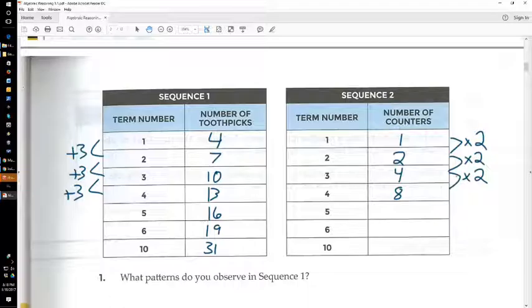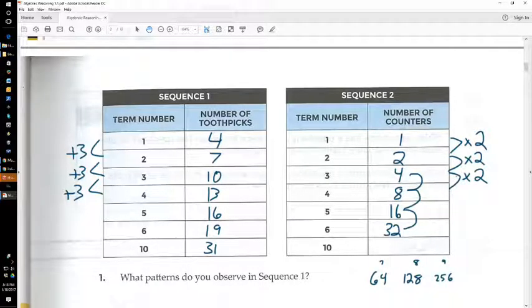So 1 times 2 gave us 2. 2 times 2 gave us 4. 4 times 2 gave us 8. So 8 times 2 will give us 16. 16 times 2 will give us 32. And so that's for number 6. For number 7, 32 times 2 is 64. For 8, 64 times 2 is 128. For 9, 128 times 2 is 256. So finally, for number 10, 256 times 2 is 512.